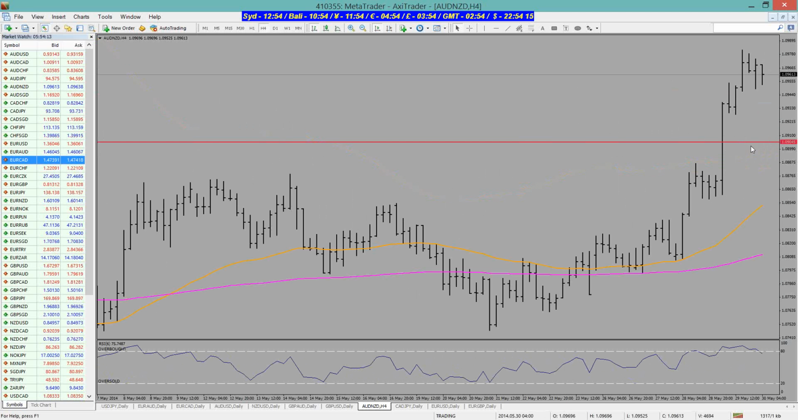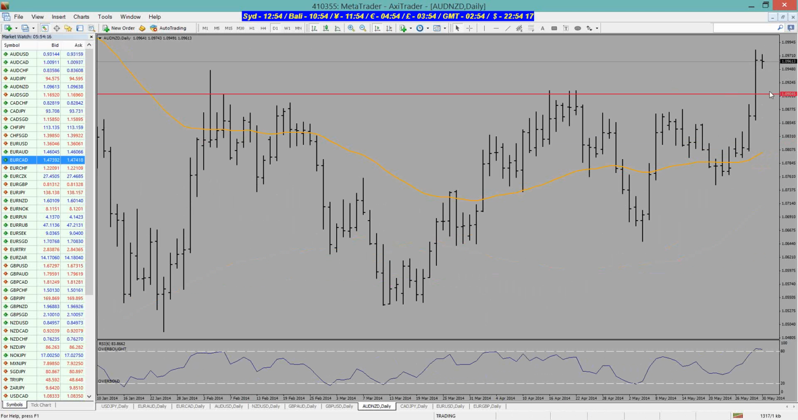But I'm waiting for a retest either on the 4 hour or the daily of this horizontal level area here, so I can participate in this because I think it is going higher.